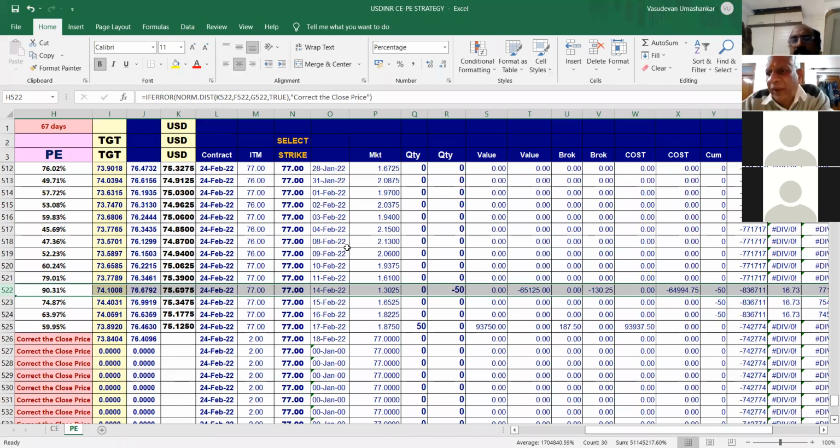If we start in Finwish, you can start with 1 and 2 also, 1 and 3 also. Yeah, you are right. We can start with 1 and 3, and we can have an algo there, so that whenever it reaches 99%, my order gets executed. Rakesh ji, algo for you.